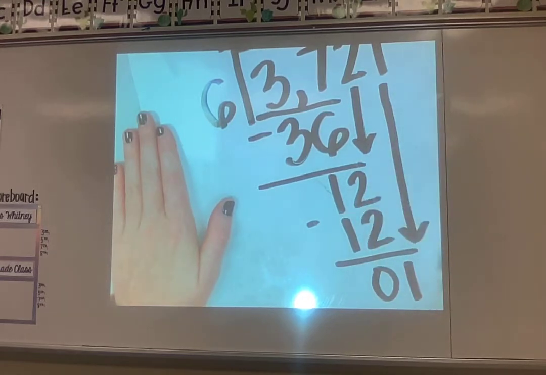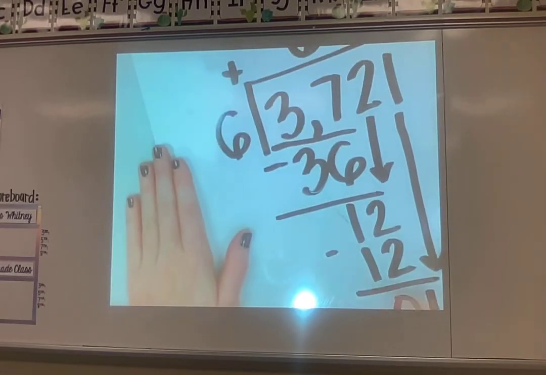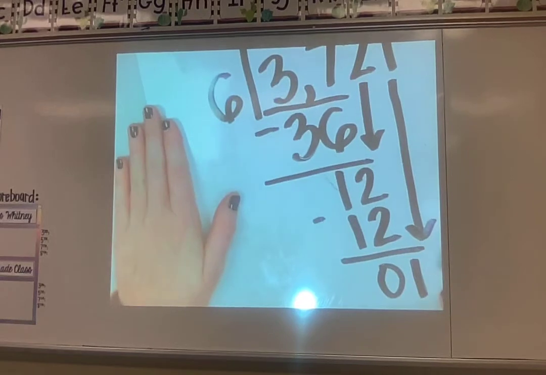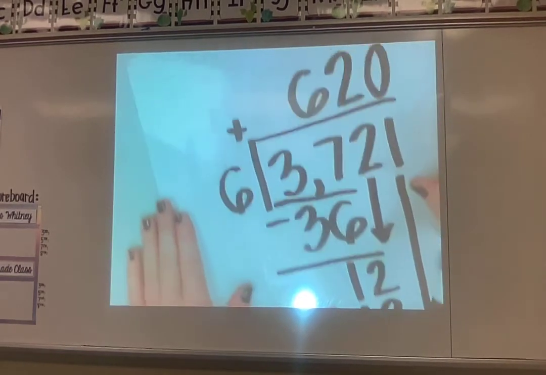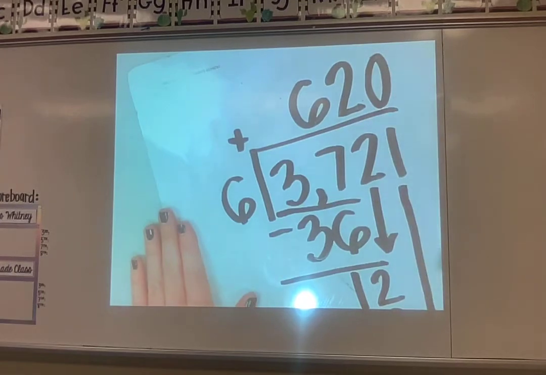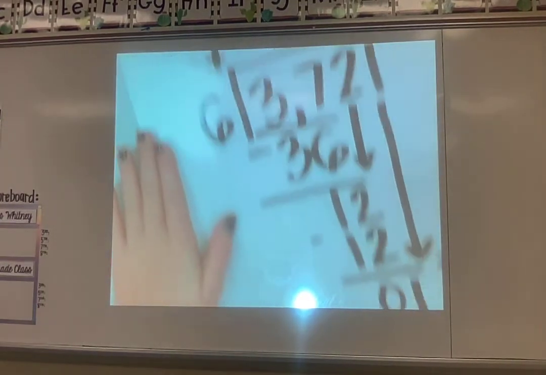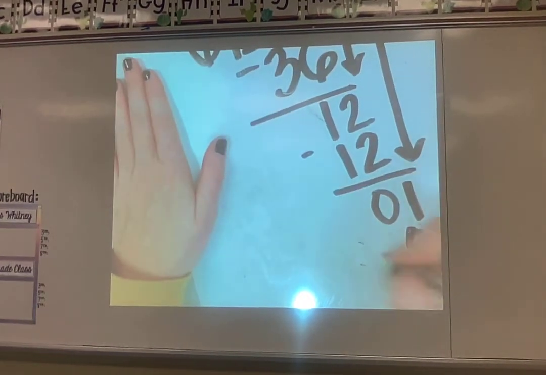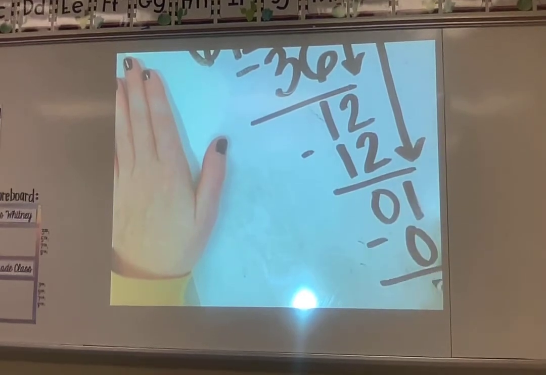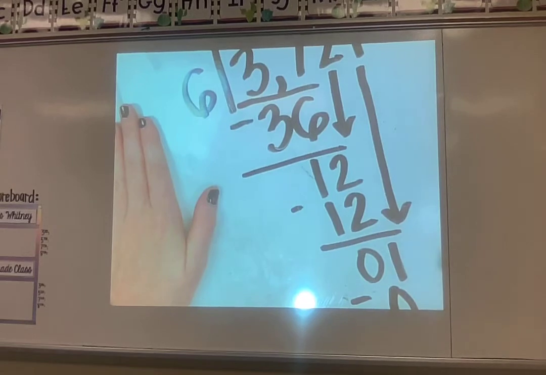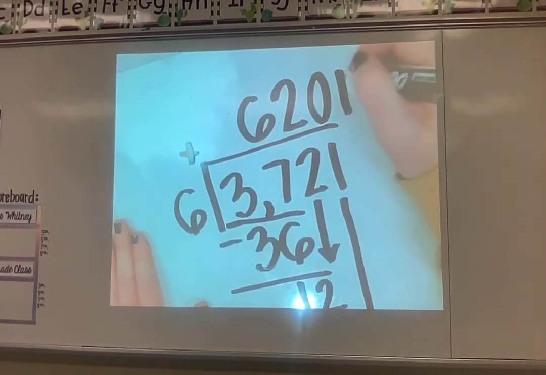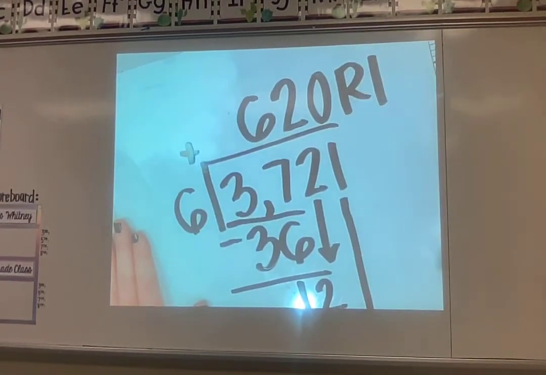All right, I brought down, so I have to go again. How many 6s will fit in 1? Well, that would be 0, just like any other number, so write it up top. Monkeys, 6 times 0 is 0. Swipe, that would be a 1. Bananas, I don't have anything to bring down here, so this 1 is going to become my remainder. 620, remainder 1.